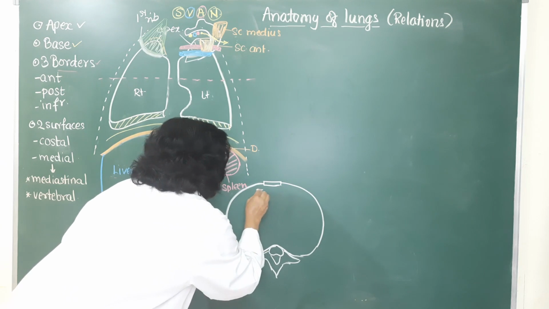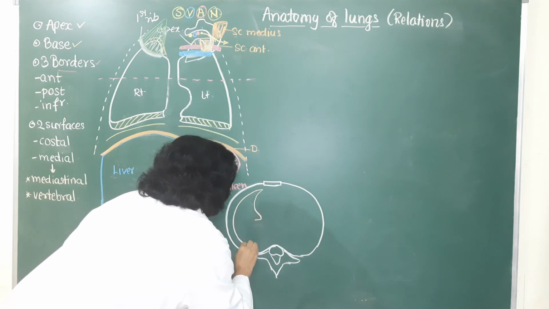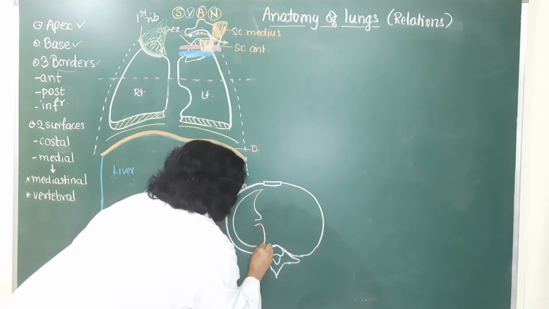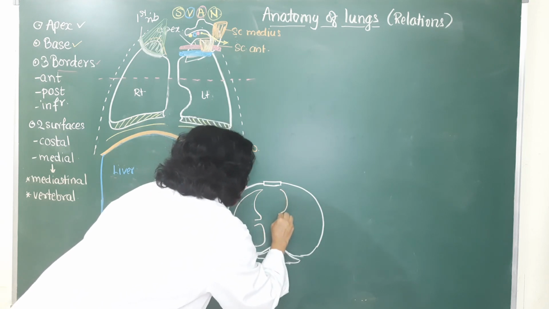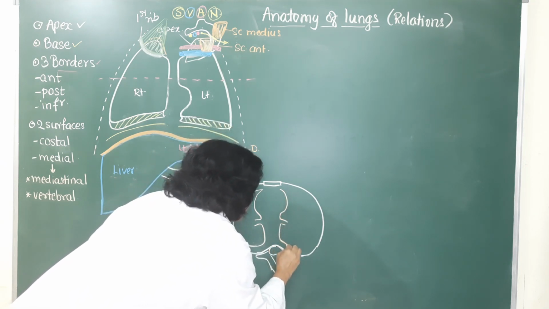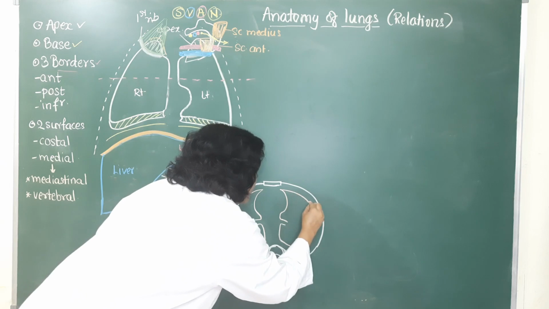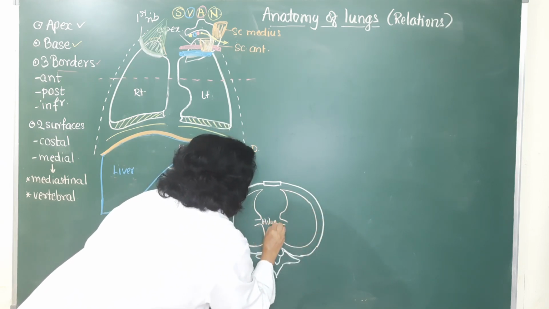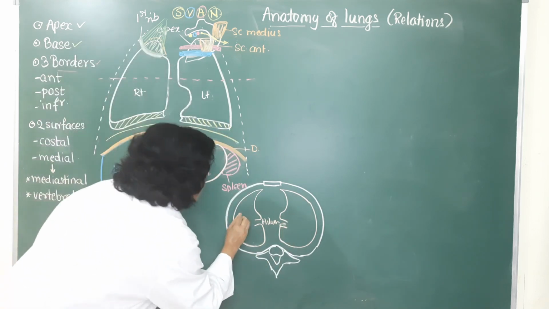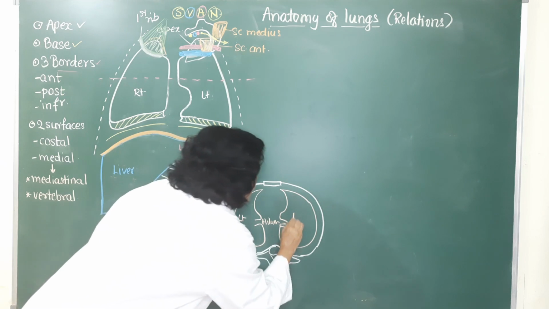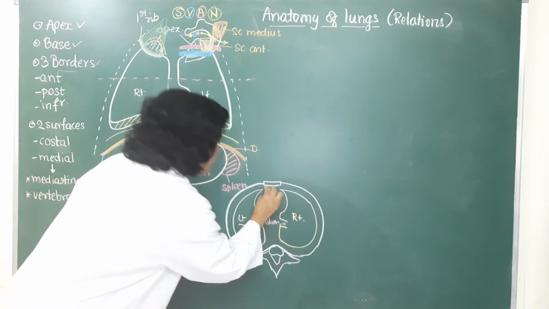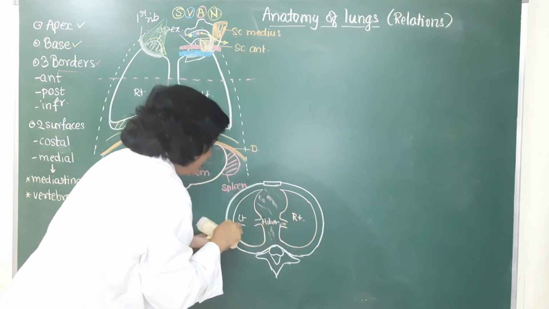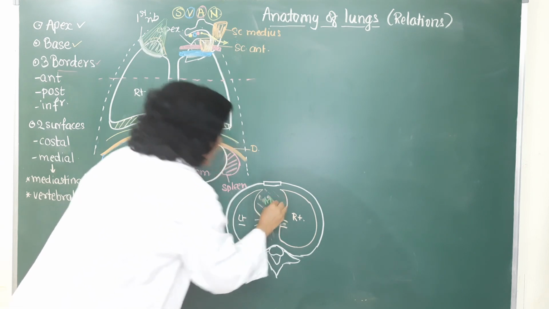Suppose here this is the left lung and this is the area of hilum. Likewise here, this is the right lung and the area here is the hilum. Okay, now this is the left lung and this is the right lung. Here this is the mediastinum. You know this area is the mediastinum.